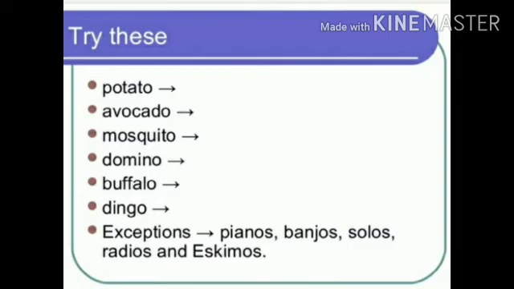There we find an exception once again. The words piano, banjo, solo, radio, Eskimo. In all these words you can find a consonant, but they do not take es. Now the task is there for you. Write it down in your notebook and write the answers.